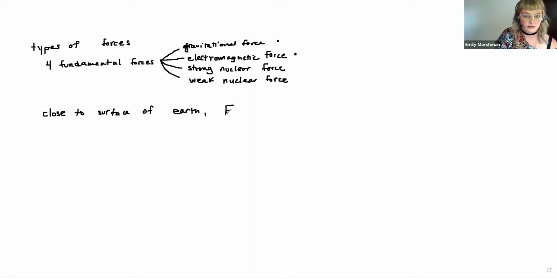gravitational force, I'll write that capital F with the subscript G to indicate that this is the gravitational force, is equal to an object's mass multiplied by the acceleration due to gravity, g. As I get further away from the surface of the Earth, this changes and this force gets smaller, but for our course, when we're close to the surface of the Earth, the gravitational force is equal to the object's mass times the acceleration due to gravity, g.